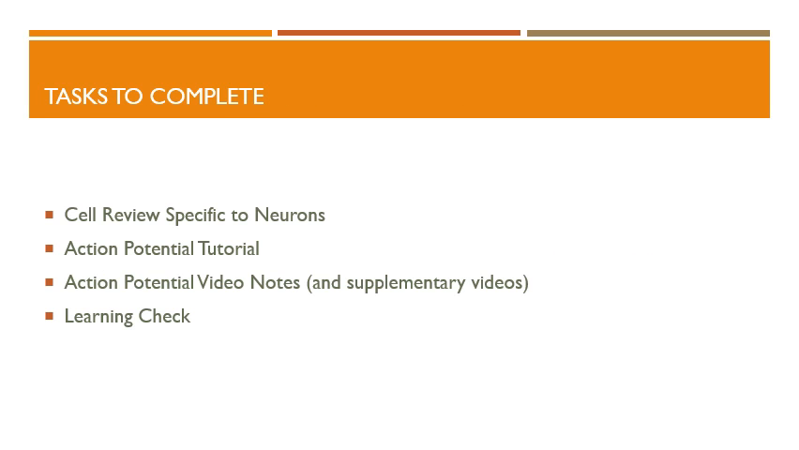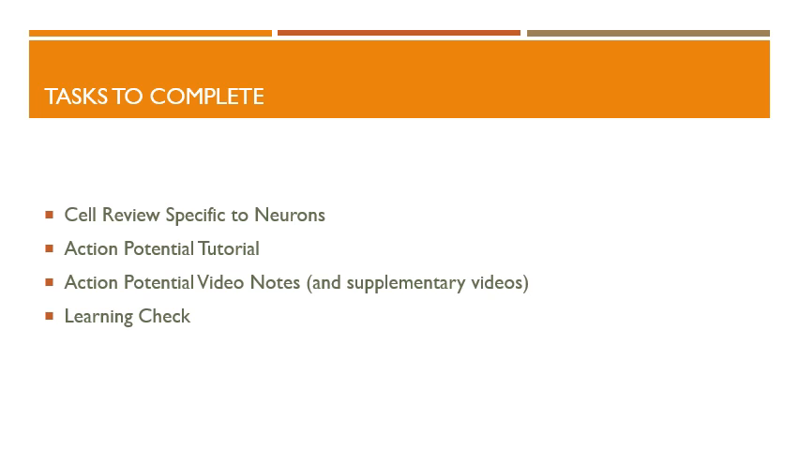Okay, so in the folder for the task to complete this week, the first thing that you'll see is a cell review specific to neurons. If you're in AP Bio, you probably don't need to go through the cell review, but these are just parts of a cell that you might remember from bio, you might not, looking at the sodium potassium pump, as well as looking at what vesicles are, how they work, and things like that. So again, if you're in AP Bio, you probably don't need to take a look at that, but if you're not in AP Bio and it's been a while since you had bio, it's definitely worth taking a look at. It's a Word document, just reviews a couple quick things.